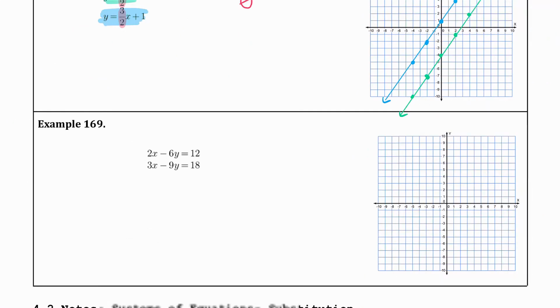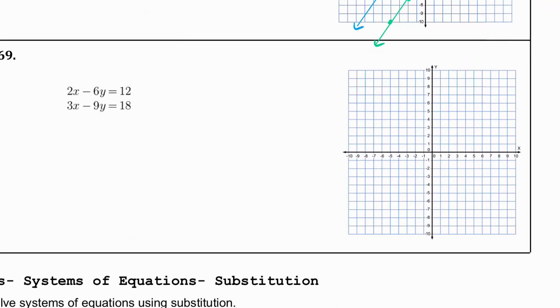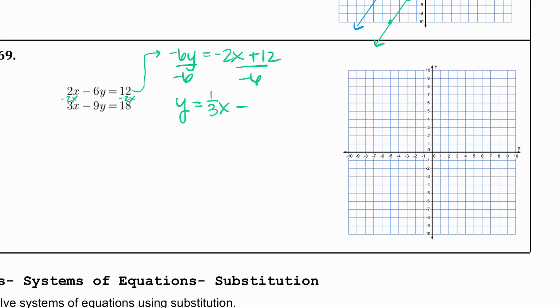Okay, example 169 is going to be our other kind of special case here. These are not in slope-intercept form, so let's do that really quick. Our first one, when I move that 2x to the other side, I end up with negative 6y equals negative 2x plus 12. Divide both sides by negative 6, and we end up with y equals, this will simplify to be positive 1/3 x minus 2.